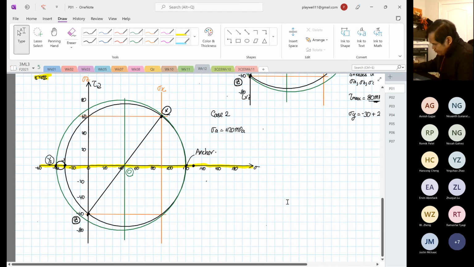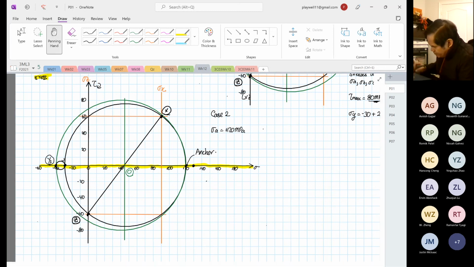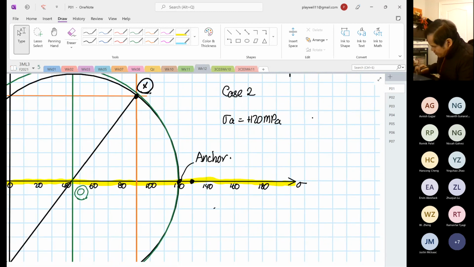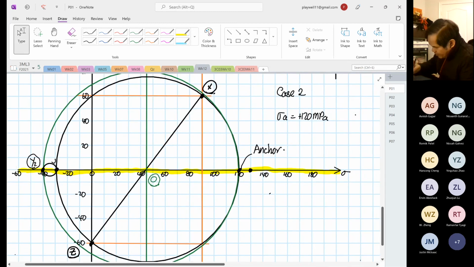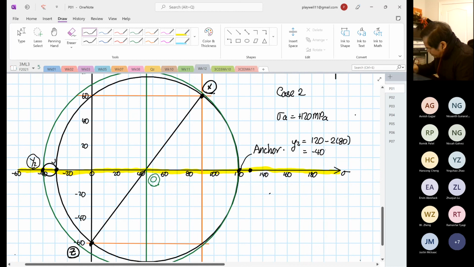So for that value over there, Y2 will be equal to 120 minus twice of 80. So it is equal to minus 40 megapascal.